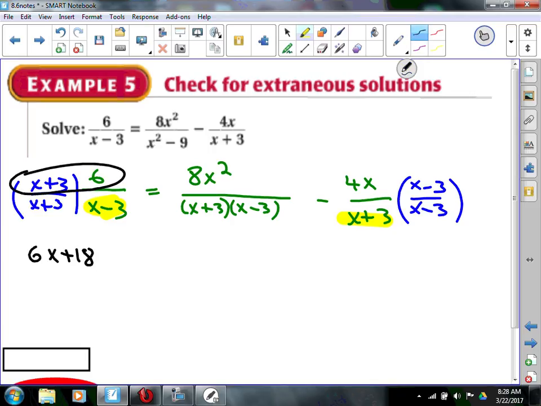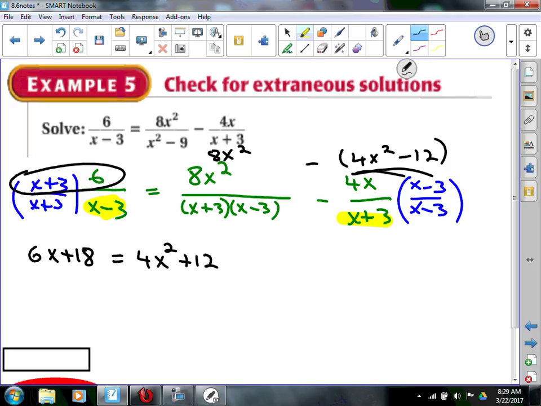6x plus 18, good. Now, over on the right side of the equation, I've got this 8x squared. I do need to do this product. What's that going to be? I'm going to be subtracting 4x squared and a minus 12, right? You see that? So what's 8x squared minus 4x squared? 4x squared, good. And what happens when I minus 12? That's going to be plus 12, right? That's going to be plus 12.